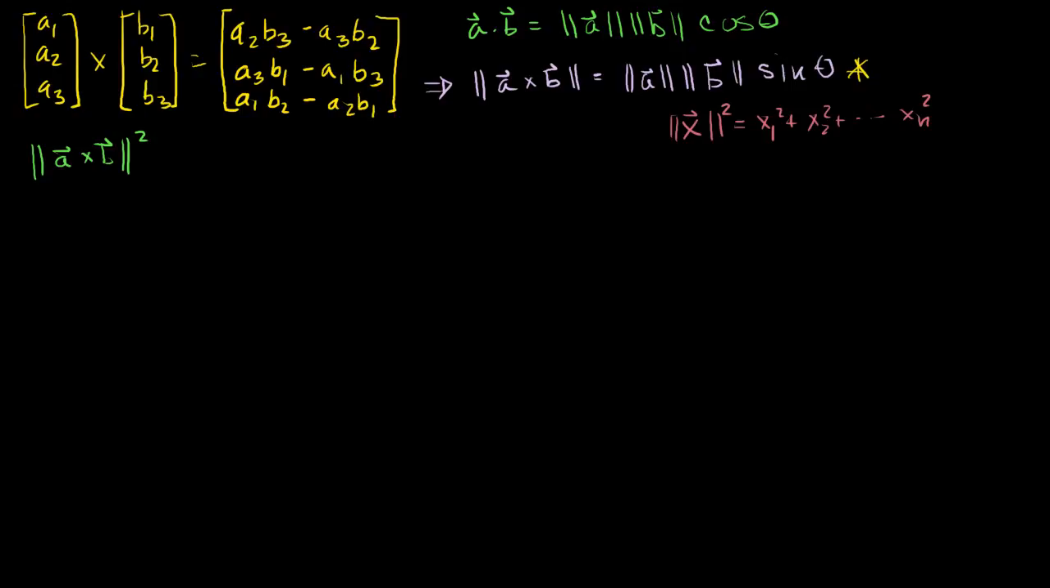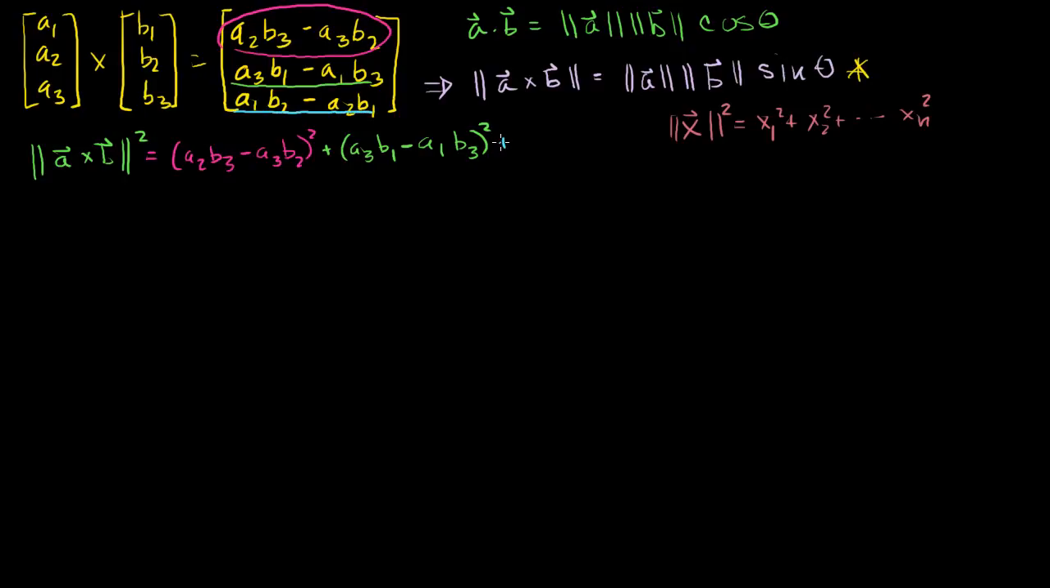So it's equal to this term squared, let me write that down: a2b3 minus a3b2 squared, plus this term squared, so plus a3b1 minus a1b3 squared. And then finally, plus that term squared, so plus a1b2 minus a2b1 squared.